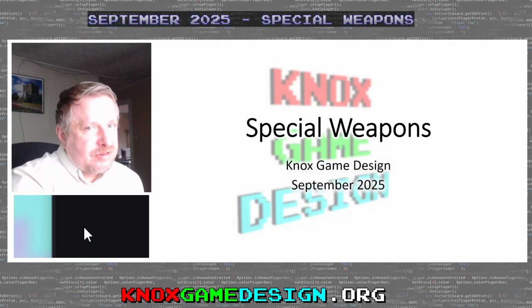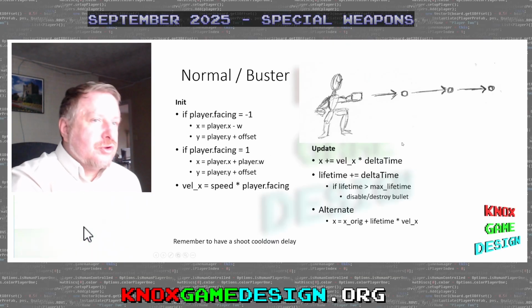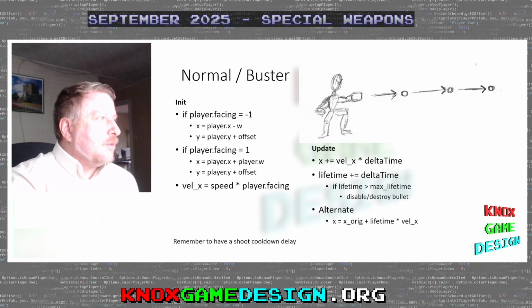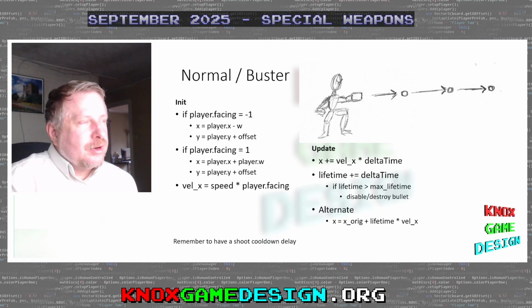So this month's topic is special weapons. I'll be talking about how to create 10 special weapons in a 2D platformer game. The first weapon I'll talk about is a normal, what they call a buster weapon, basically just shooting forward. You see this in a lot of classic 8-bit games.